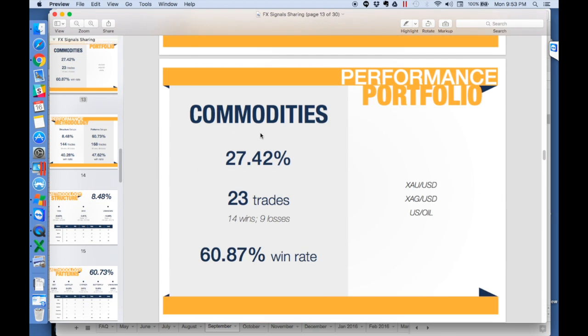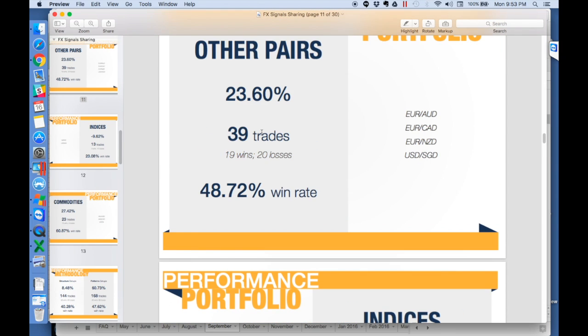So all these stats are important, and you can only get all the stats when you start to do journaling. Because if you don't do it, you won't have all this information.